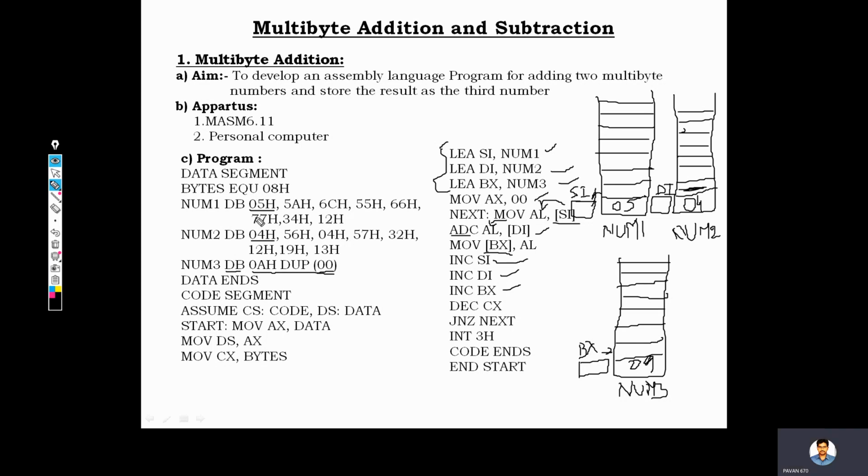But among the total elements, one element's operation is completed. Still, how many are left? We have to calculate. That's why decrement CX. It gives how many elements are left without operation. So after the first iteration, it will give us only 7.